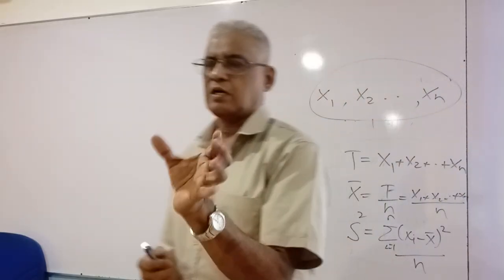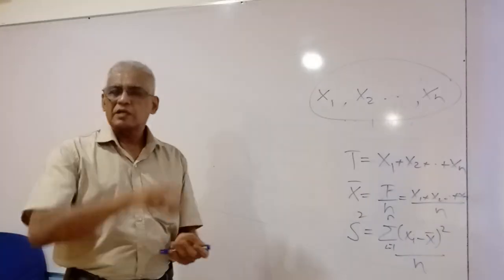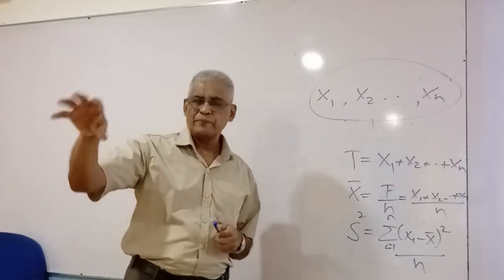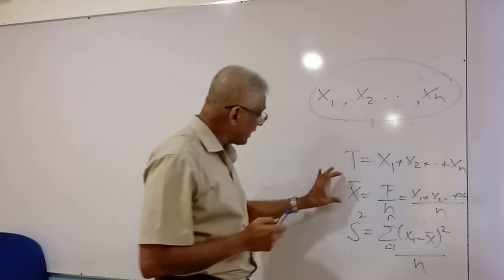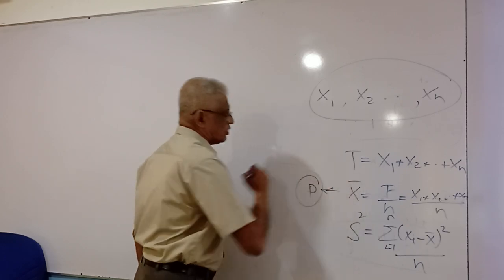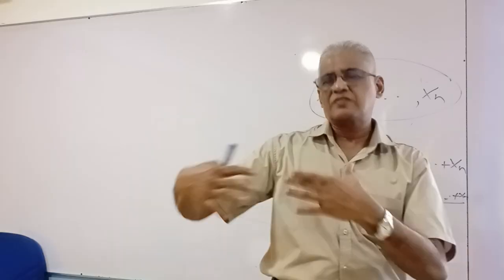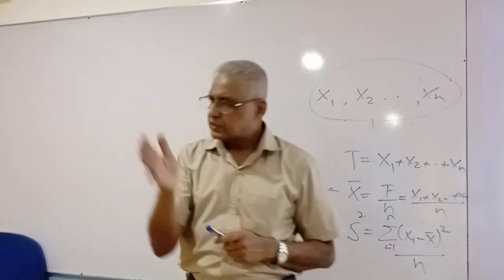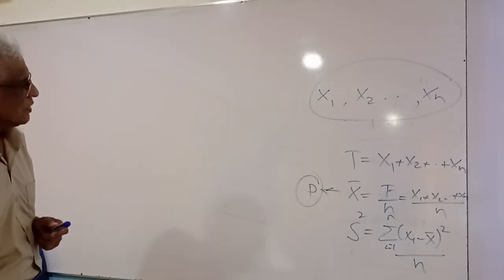So when the data are categorized as ones and zeros, t becomes the number of observations with that particular characteristic. X bar becomes p. So the sample proportion is the same as x bar when the data are 0 and 1. So that is another important thing to remember.